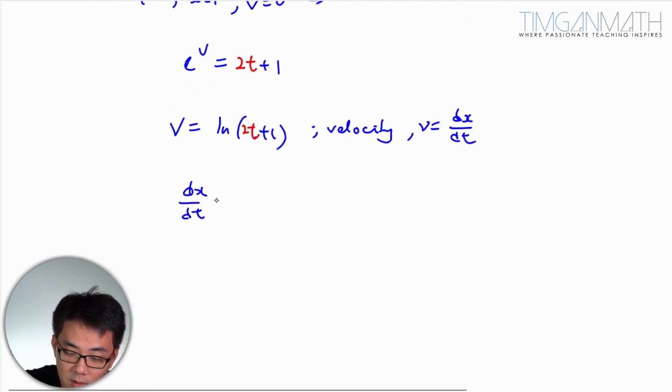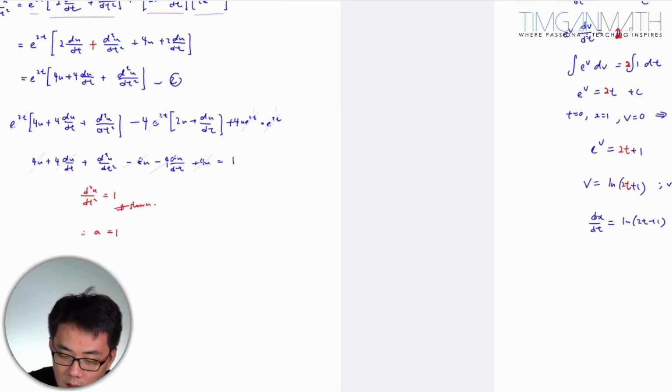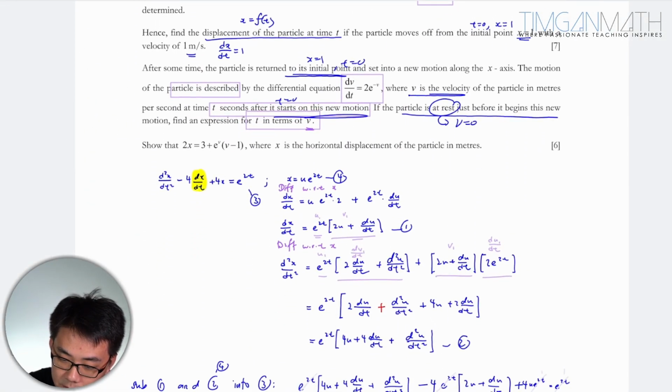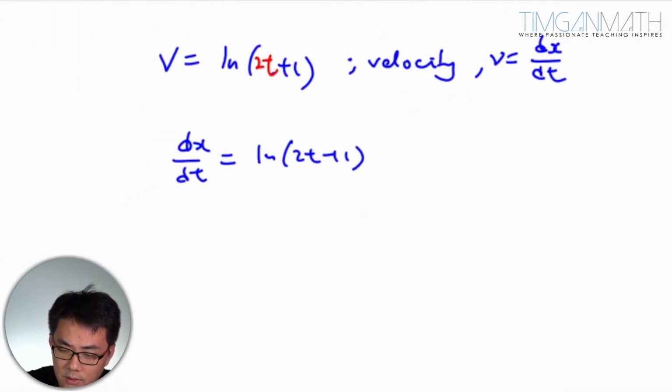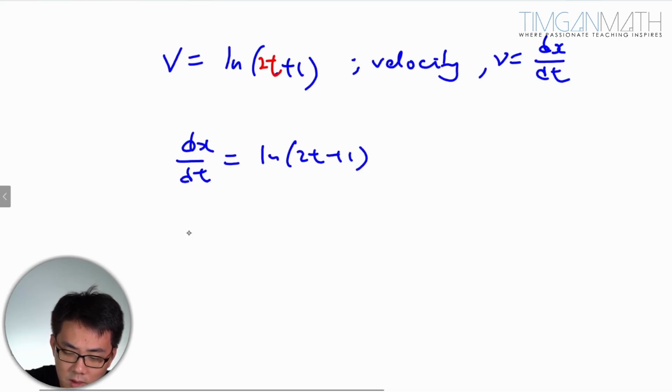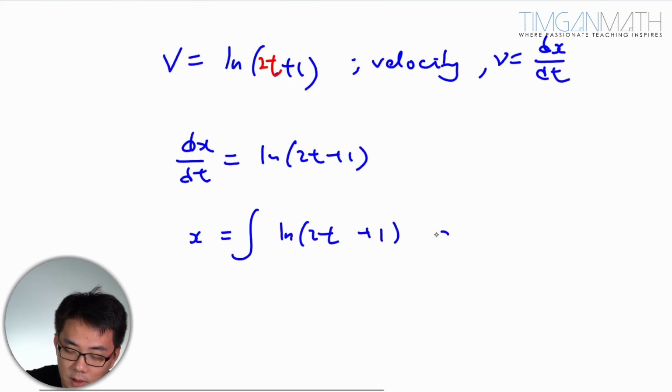So dx/dt is equal to ln(2t + 1). That's what we need to solve, right? So show that 2x equals 3e^x, where x is the horizontal displacement of the particle motion. Yeah, that's about it. Velocity is dx/dt. So I think just integrate this, ln(2t + 1) dt.